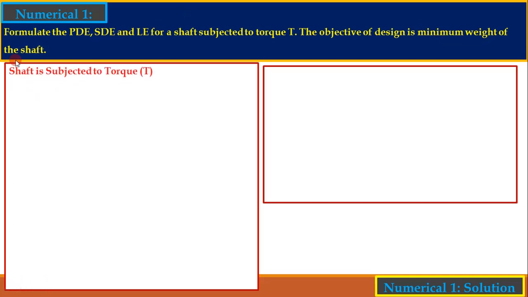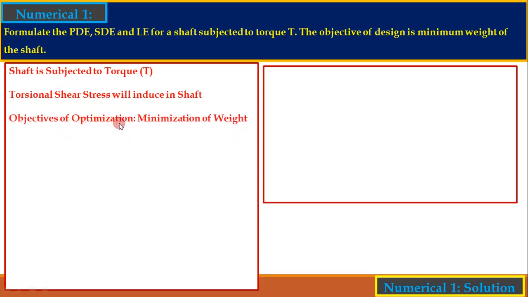First of all, the shaft is subjected to torque T, so the type of stress induced in the shaft will be torsional shear stress. This torsional shear stress will be required in the SDE, and the objective of optimization is the minimization of weight, as mentioned here. So first of all, write down the primary design equation, that is PDE.